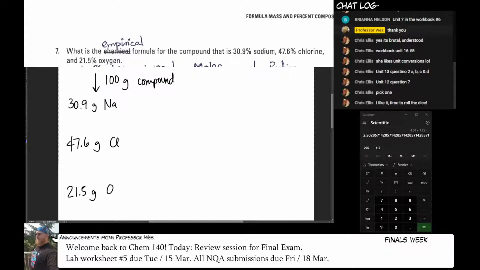And then we'll do the same process we just did, right? Turn it into moles. I don't know what sodium is off the top of my head. 23 something, right? 22.99. And we'll calculator it up. So 30.9, oops, 22.99.